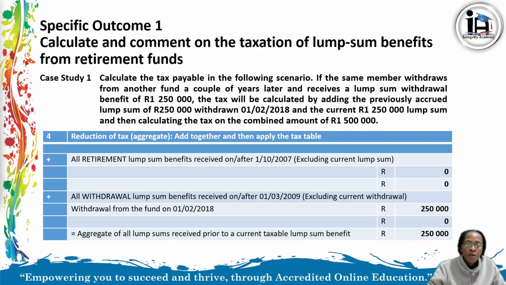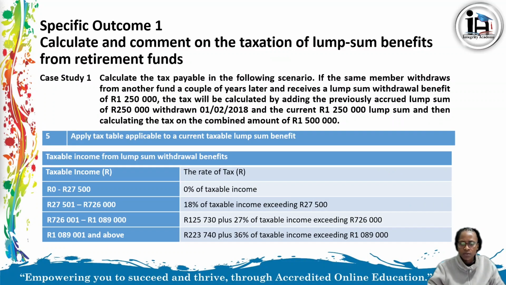And number 4, reduction of tax aggregate, that is we add together and then apply the tax table. That is we add all our retirement lump sum benefits received on or after 1st October 2007, which we don't have, and then we add withdrawal lump sum benefits received on or after 1st of March 2009, which we have, that withdrawal from the fund on 1st of February 2018 of 250,000, bringing our aggregate of all lump sums received prior to the current taxable lump sum benefits to 250,000.